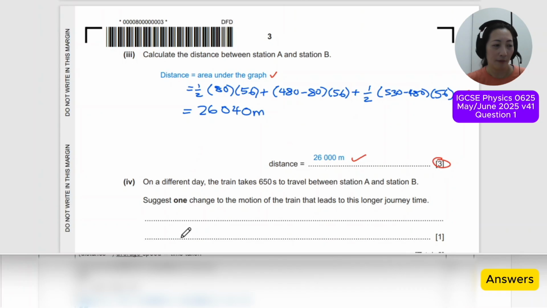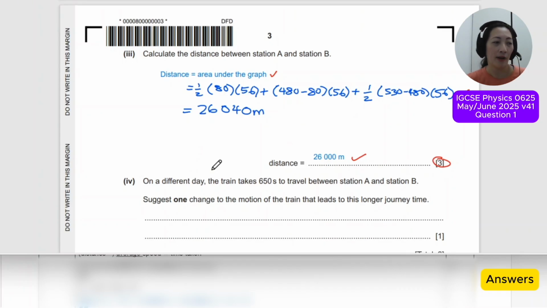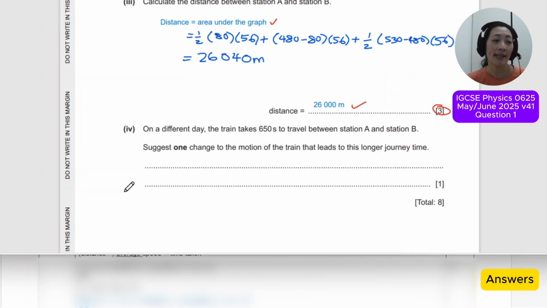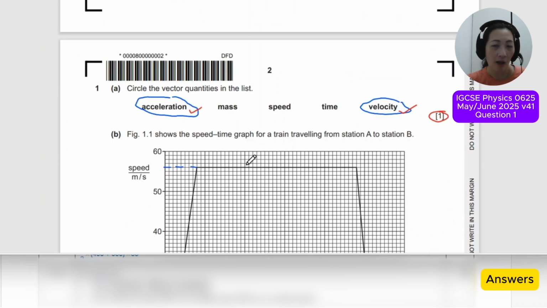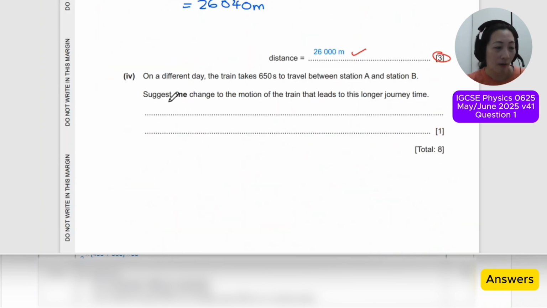Now let's go on to number 4. For number 4, the question is, on a different day, the train takes 650 seconds to travel between station A and station B. Suggest one change to the motion of the train that leads to this longer journey time. To answer this question, this is not related to the graph, so you cannot find the answer in the question or in the graph. So this is not asking you for the reason why the train takes a longer journey time. The question is very specific in this case. They're asking you to suggest one change to the motion. So how do we answer this question?